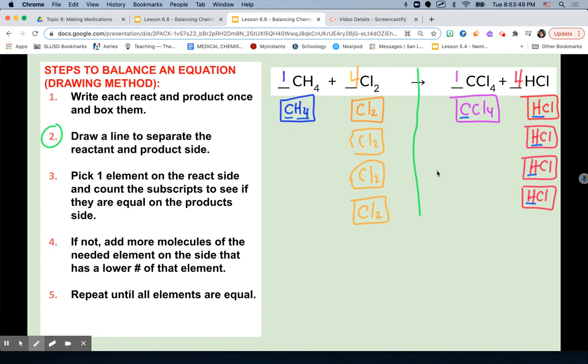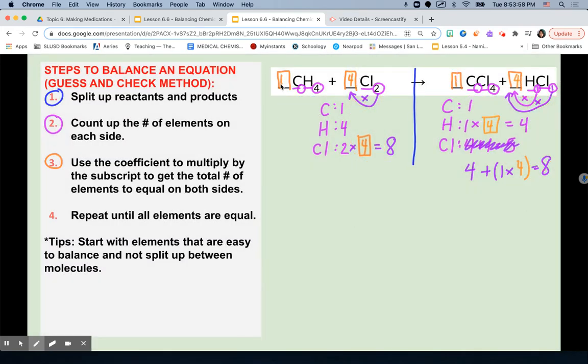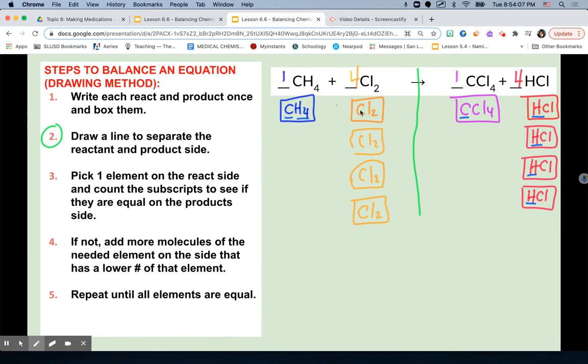If I double check everything now, all of my elements should match, and this is the exact same answer as when I did this before. So 1, 4, 1, 4, doing it the mathematical way, the guess and check method. And if I draw out each molecule and then check within each box to make sure the elements match, I still get the same answer, 1, 4, 1, 4. So this is the method of drawing things out. Either way works. It's up to you which method you choose.